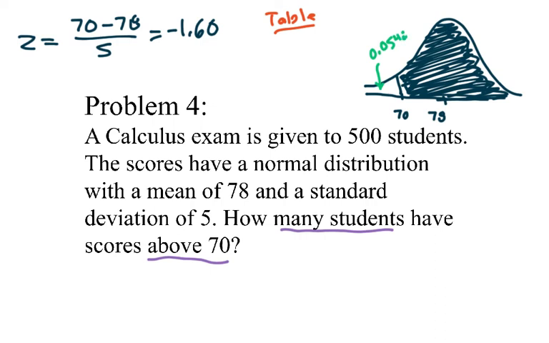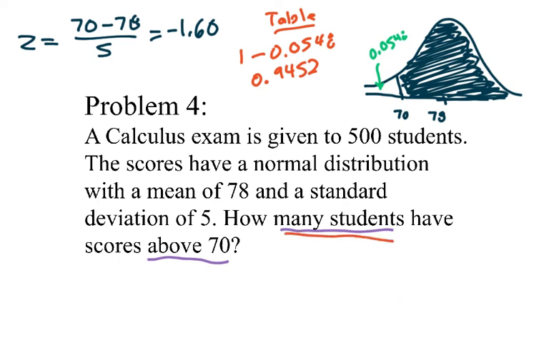And we want the area to the right. So what we're going to do is 1, which is 100%, minus this probability to the left. So 1 minus 0.0548 would end up giving us 0.9452. So 0.9452, or 94%, scored above a 70.